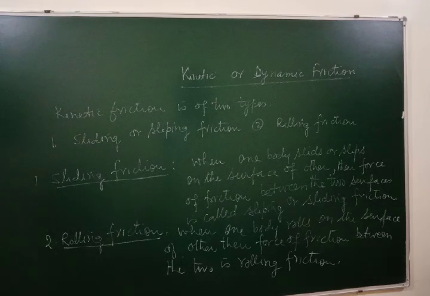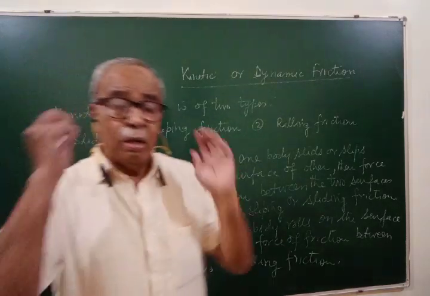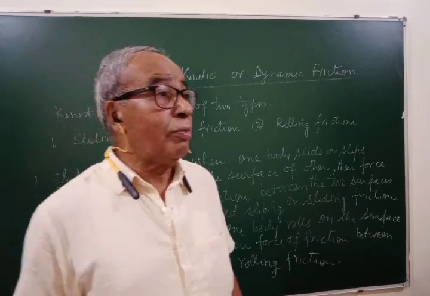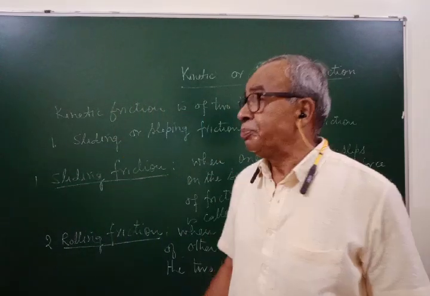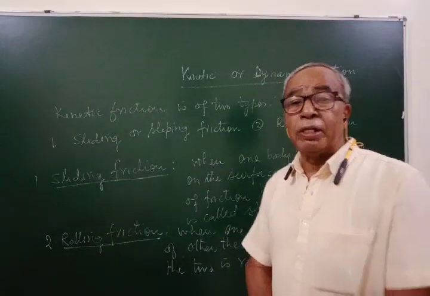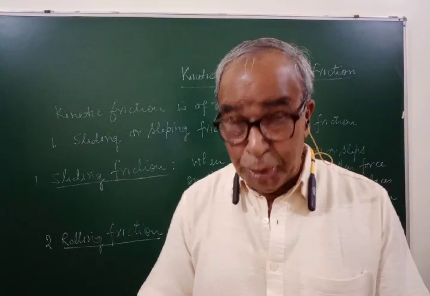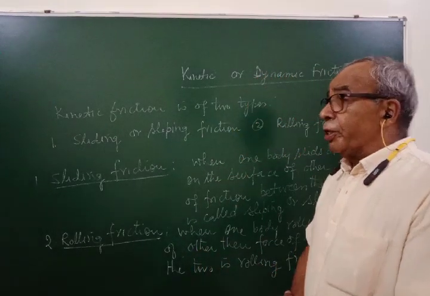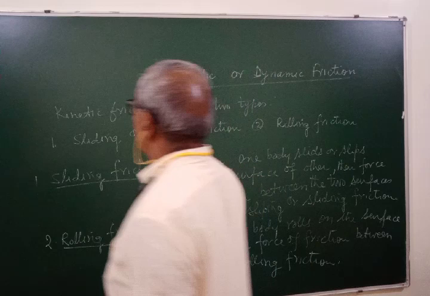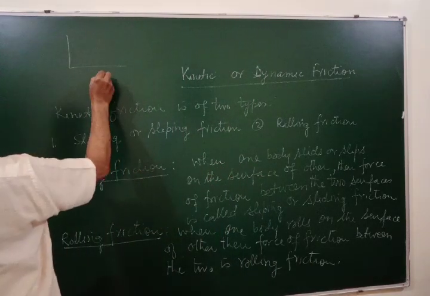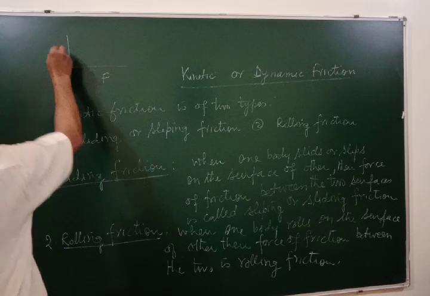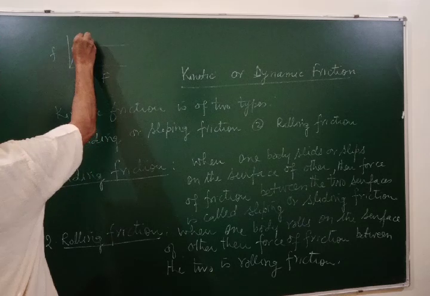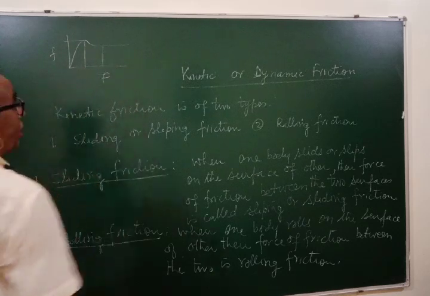Static friction between two surfaces acts when they are at rest and the body tries to move, and the value of static friction varies from 0 to a certain maximum value. That maximum value of static friction is called limiting friction. And I plotted a graph between friction and applied force, and this graph indicates that this is the value of limiting friction, which is more than kinetic friction.